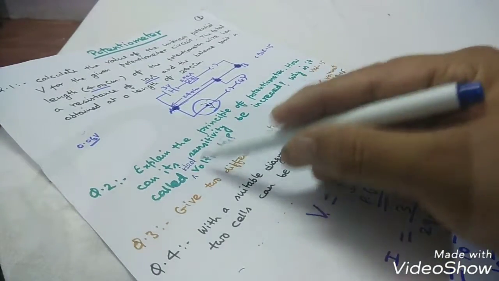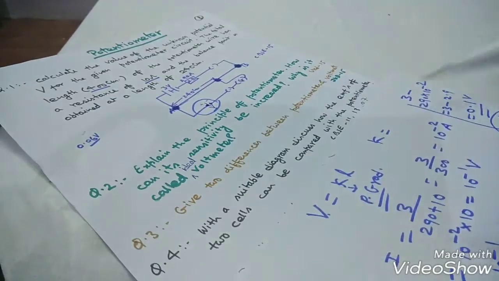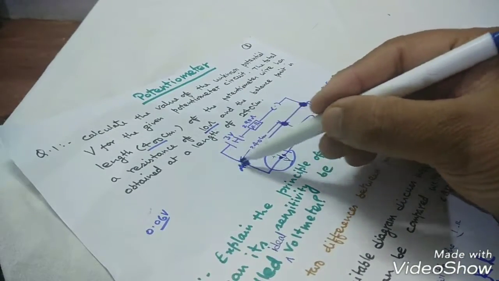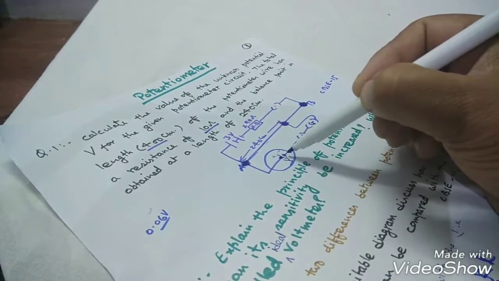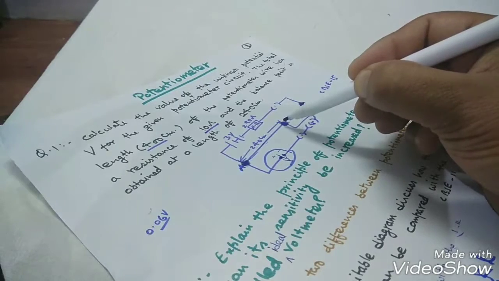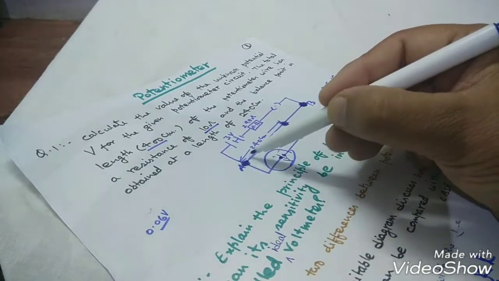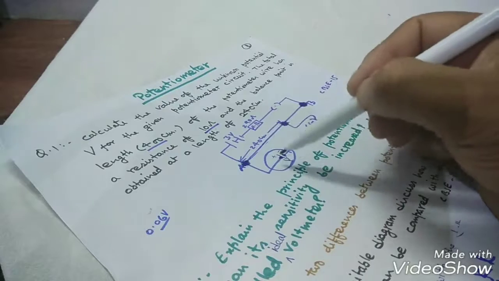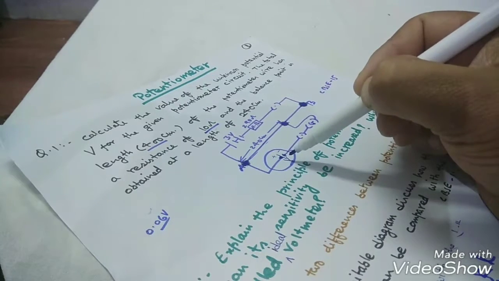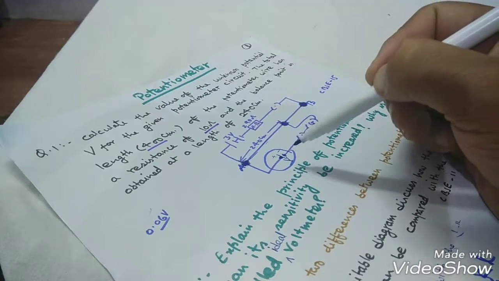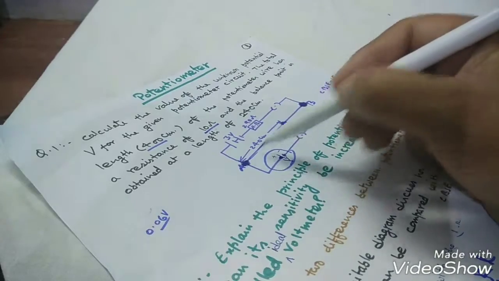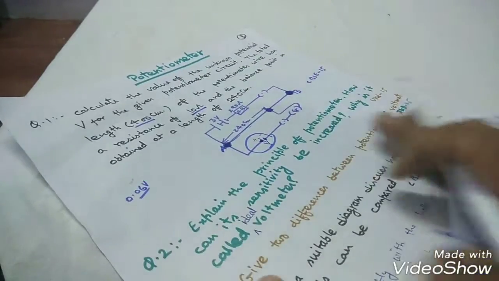Next, why is it called an ideal voltmeter? It is called an ideal voltmeter because it does not draw any current from the source while measuring its potential difference. In other words, it offers infinite resistance in its path. So what is an ideal voltmeter? An ideal voltmeter is a voltmeter whose resistance is infinite. So it is acting as an ideal voltmeter.